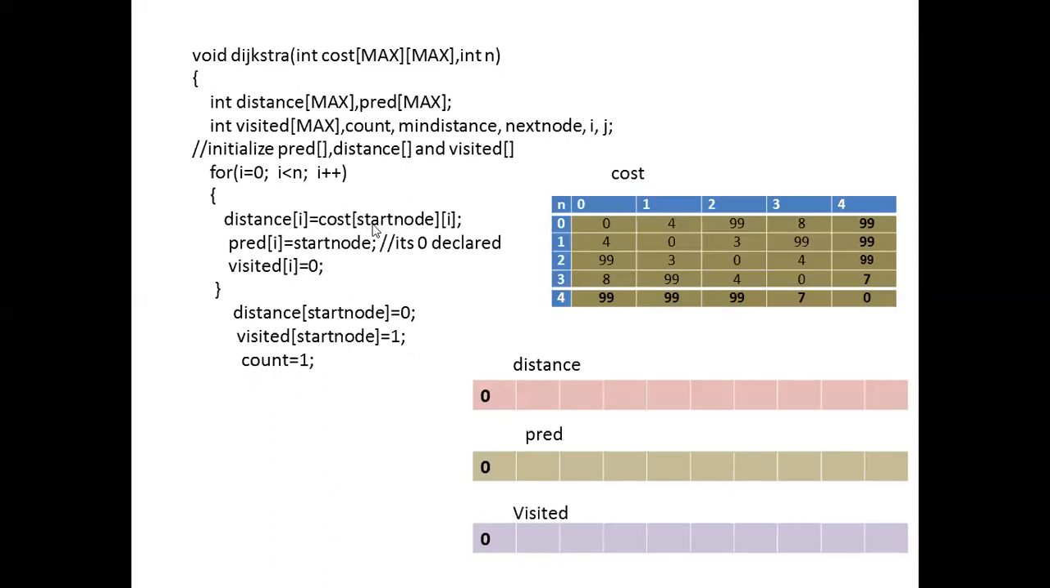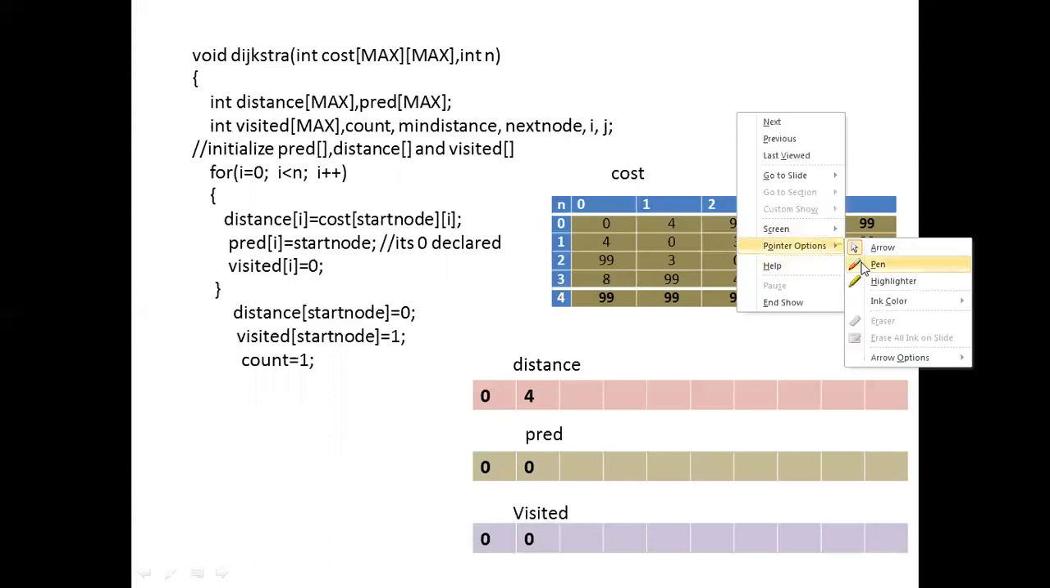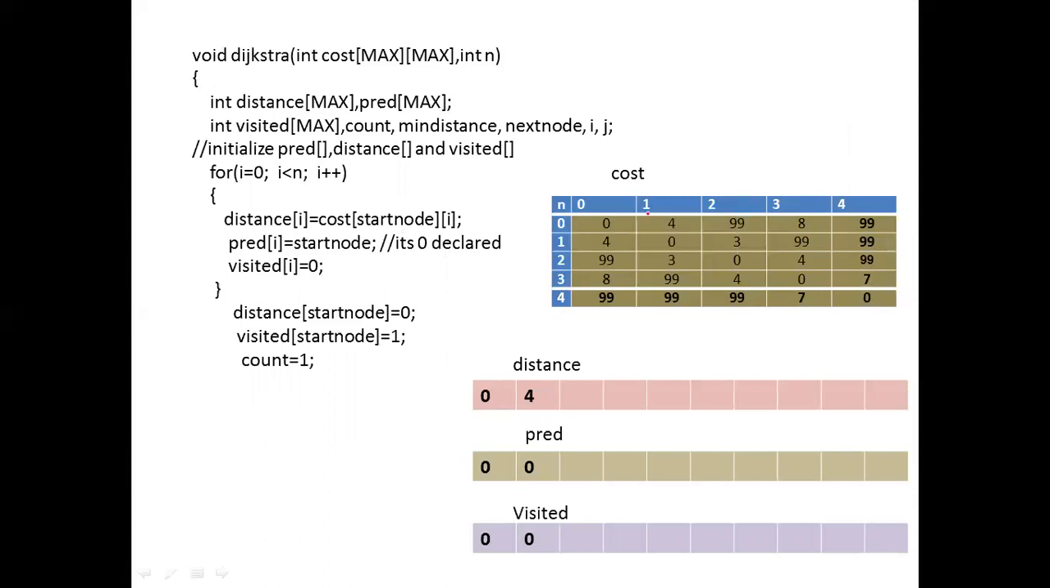Now we can observe here it will execute this statement. If it executes these three statements, what will happen? See, now these values will be assigned to the distance. Why? Because cost of 0 and the i value is 1. Now what is the value I am going to get? Cost of 0, 1 means 0th row and first column. This value is 4. Now 4 is assigned to where? Distance of 1. Distance of 1 is this memory location. 4 is assigned to the distance of 1.